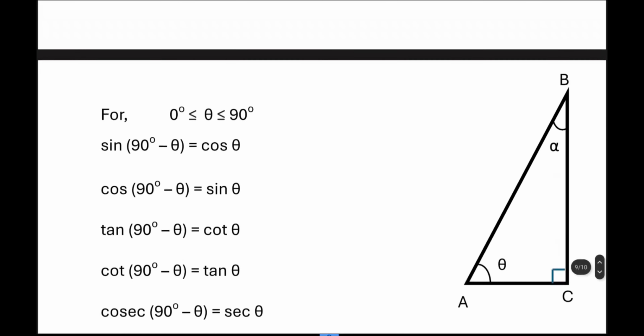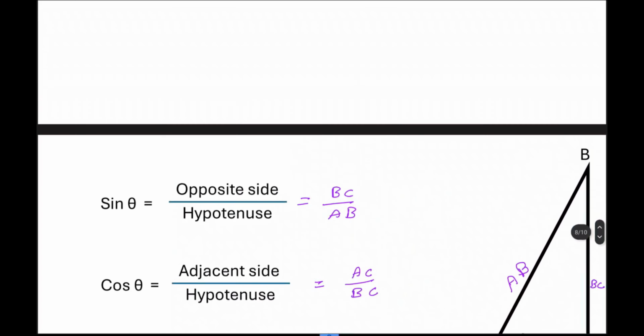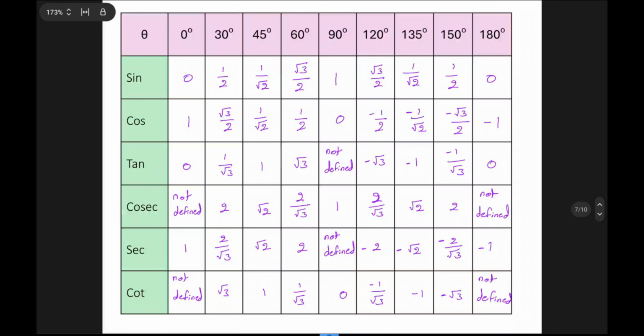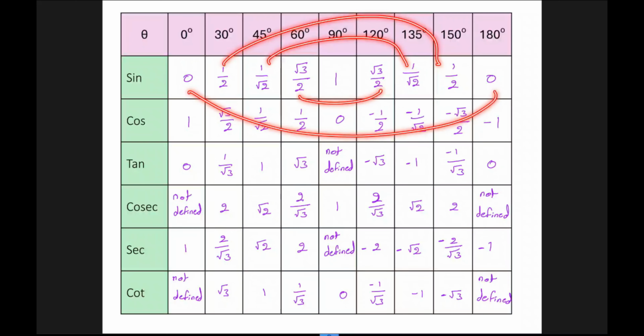Coming to the last table which we have been waiting for, this is the table and the values. Got it? So this 90 degrees acts as a mirror. Whatever the values are, they reflect in this mirror. Sine values we have already known: 0, 1 by 2, 1 by root 2, root 3 by 2 and 1. So here it becomes a mirror, the values are repeated. This comes here, this comes here, this comes here and 0 goes there.